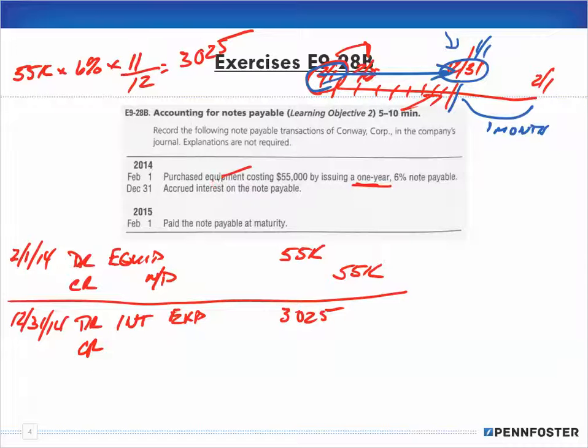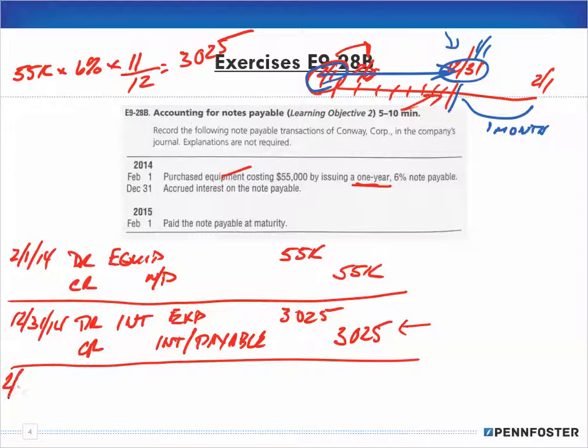Now remember, I'm accruing that interest. I'm just building it up. I haven't paid it out yet. Since I haven't paid it out, that's a liability to me. This is going to be interest payable for 3,025. Now you're going to see how this interest payable comes into play, because on 2/1/15 we have to pay the note payable at maturity.